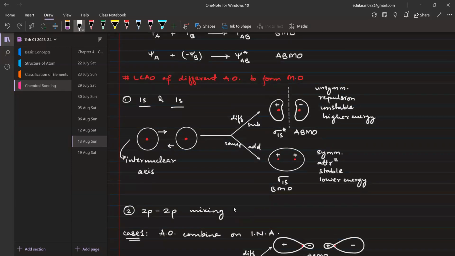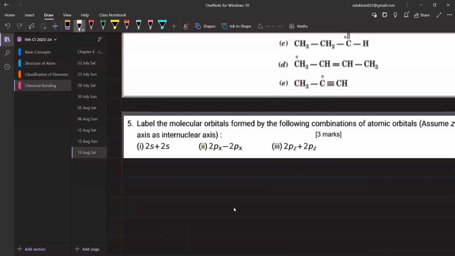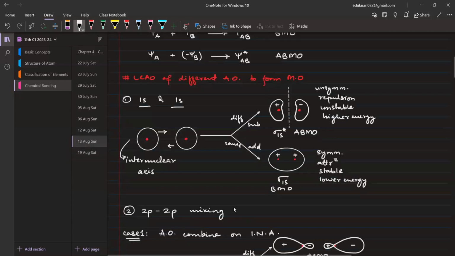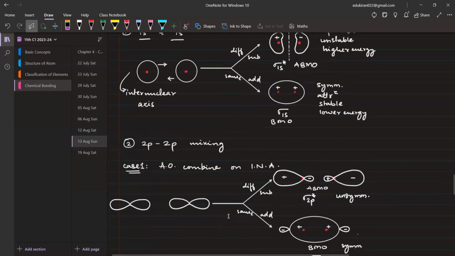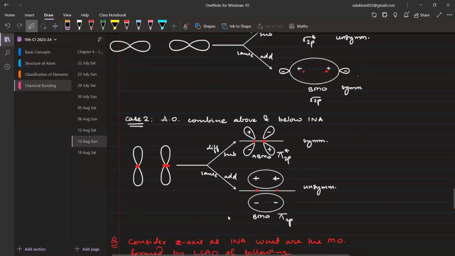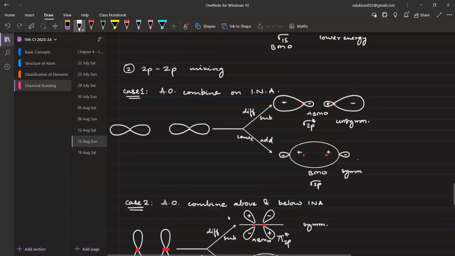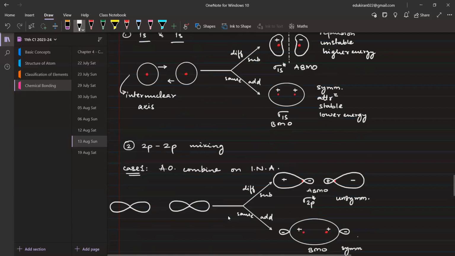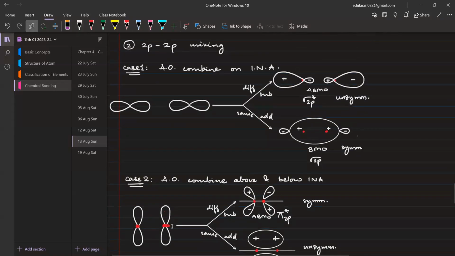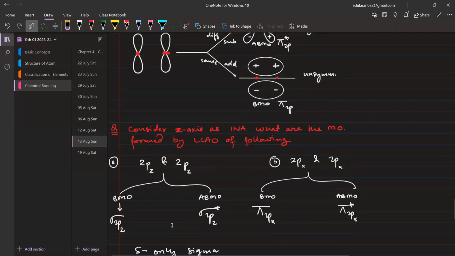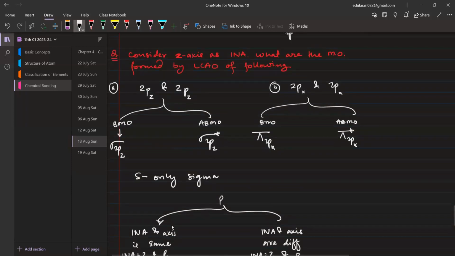As we have combined 1s, it was the same thing for 2s. Just need to write 2s, nothing else. Here instead of 1s, it will be sigma star 2s and sigma 2s. 2px were already done. If you see 2p mixing, this is for x and y. Atomic orbitals combined above and below. Here also we have taken Z to be the internuclear axis.